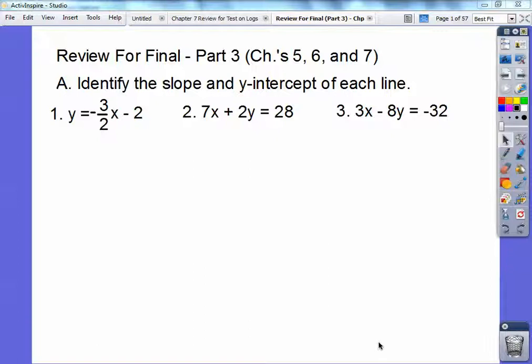This is the second half of chapters 5 and then the full chapter of 6 and 7. Okay, so identify the slope and the y-intercept of each line. Here's the slope when it's y equals mx plus b. This is my slope, -3/2, and my y-intercept is -2. I'm going to use b for my y-intercept because that's what that is.